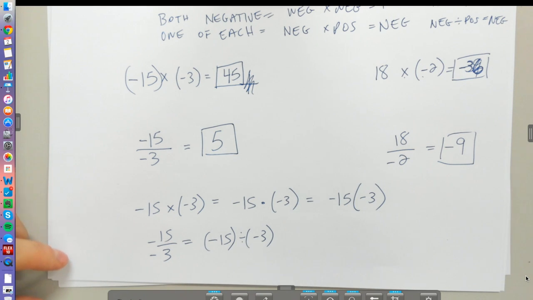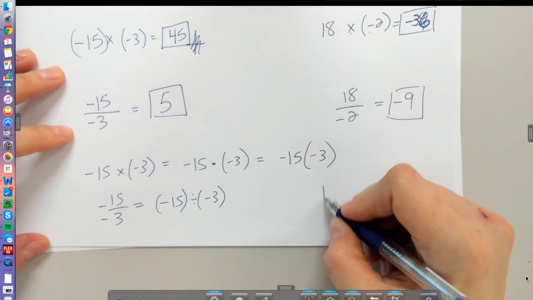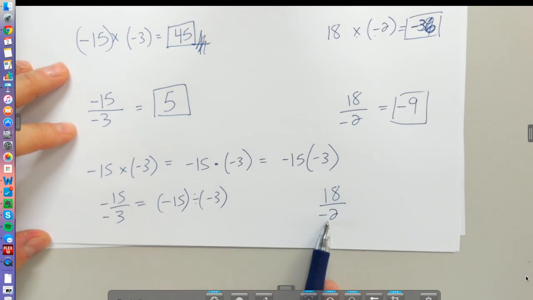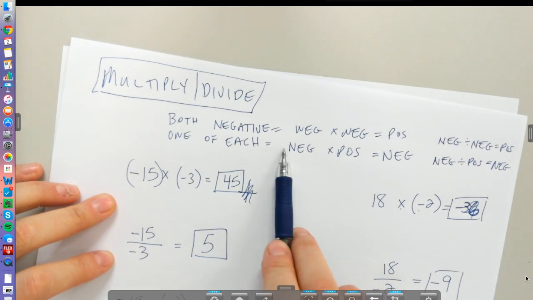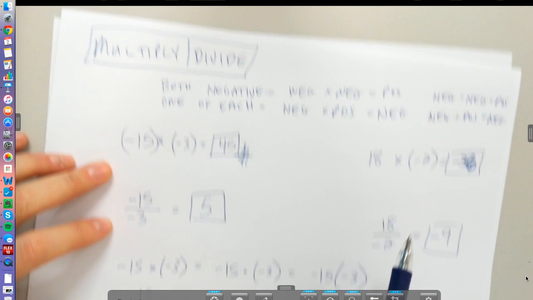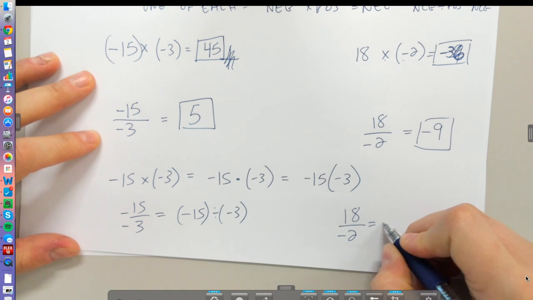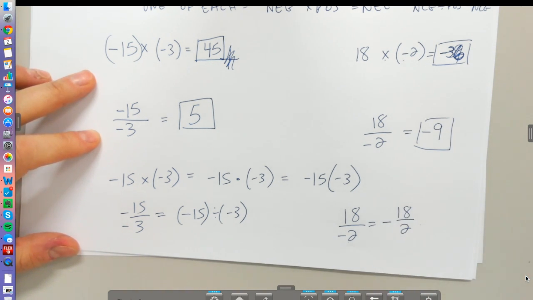Okay, I do want to alert you to something interesting though. When I take 18 divided by negative 2, it doesn't matter where I put the negative sign. I hope that makes sense to you. You already know it doesn't matter what order you put it in, the answer is negative. So it doesn't matter if 2 is negative or 18 is negative, my answer will be negative. So sometimes they write it out in front like this. Negative 18 over 2. Okay?